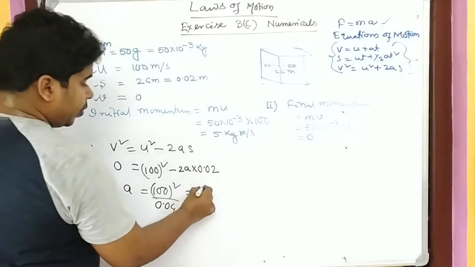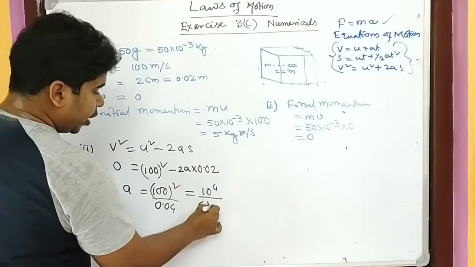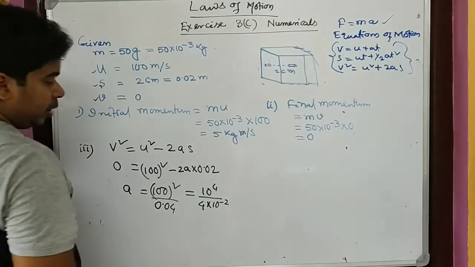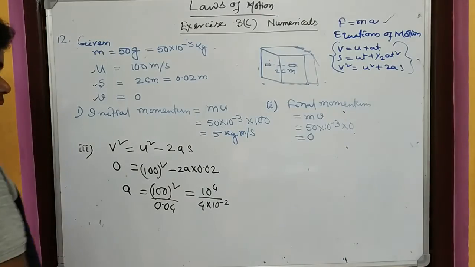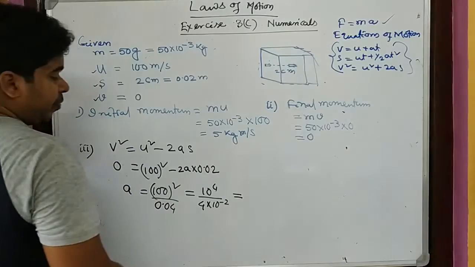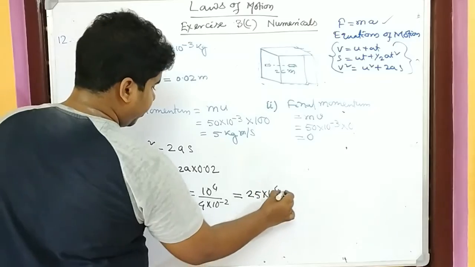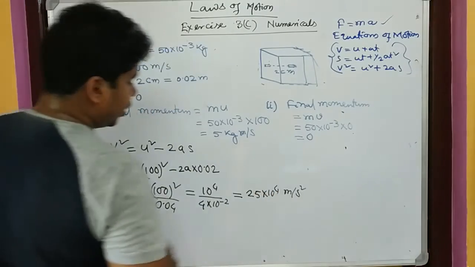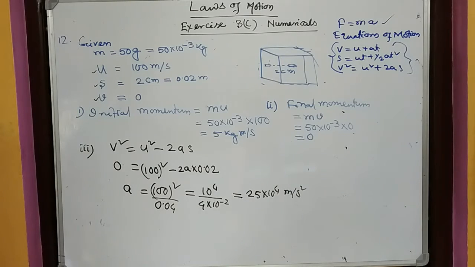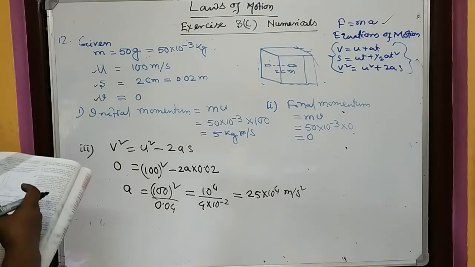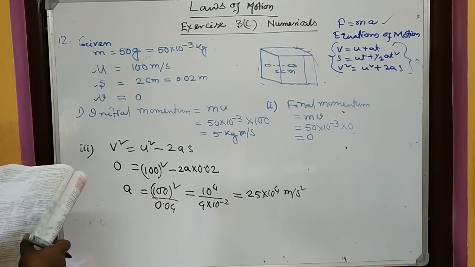Now let's see the value. 100 square means 10 to the power 4. 0.04 means 4 into 10 to the power minus 2. If 10 to the power minus 2 goes up, it will be 10 to the power plus 2, means 100. So 100 by 4 is equal to 25. So 25 into 10 to the power 4 meter per second square. In your book it is given 2.5 into 10 to the power 5. Same thing is there.